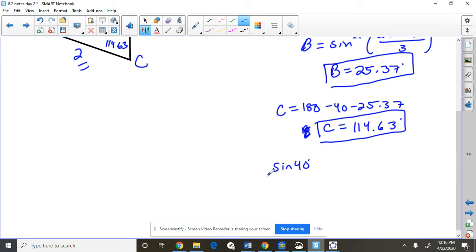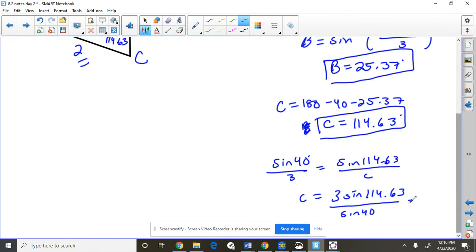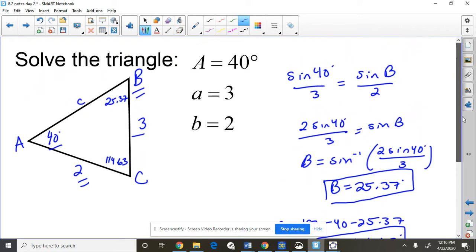Sine of 40 over 3 equals sine of 114.63 over side C. And you're going to solve this like you did yesterday, and you'll end up with C equals 3 sine of 114.63 divided by sine of 40, and you get that C is about 4.24. So there is one triangle that has all of these values.